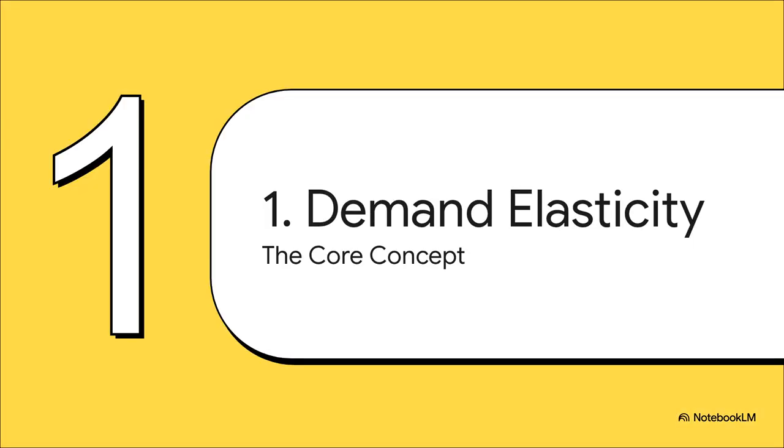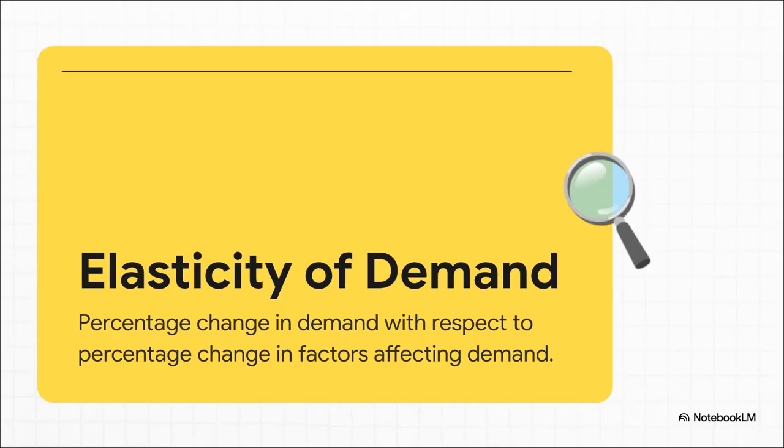Section 1. What is demand elasticity? The core concept. Developed by Professor Marshall in his famous book, Principles of Economics, elasticity of demand is basically the percentage change in demand for a commodity with respect to a percentage change in any of the factors affecting that demand. The absolute key word here is responsiveness. Basically, how strongly does the market react when something shifts?